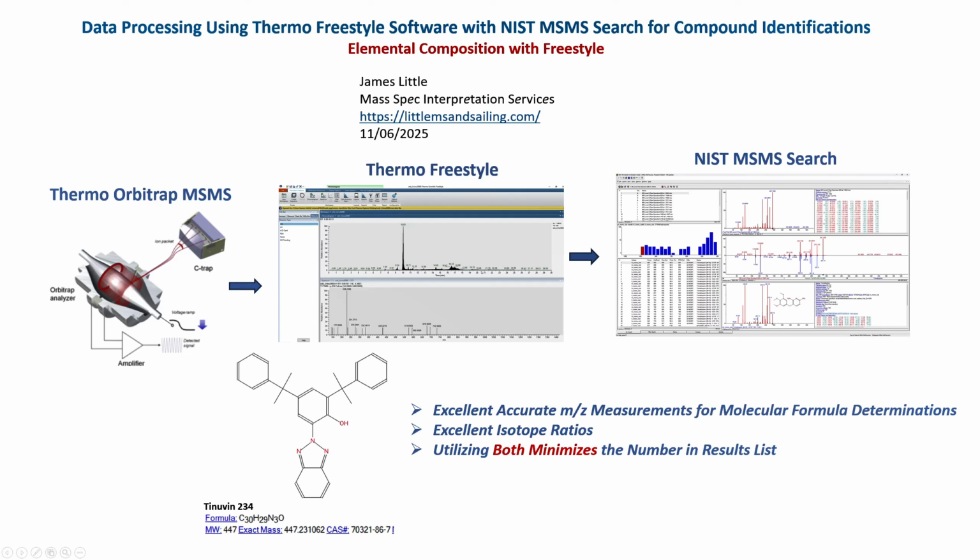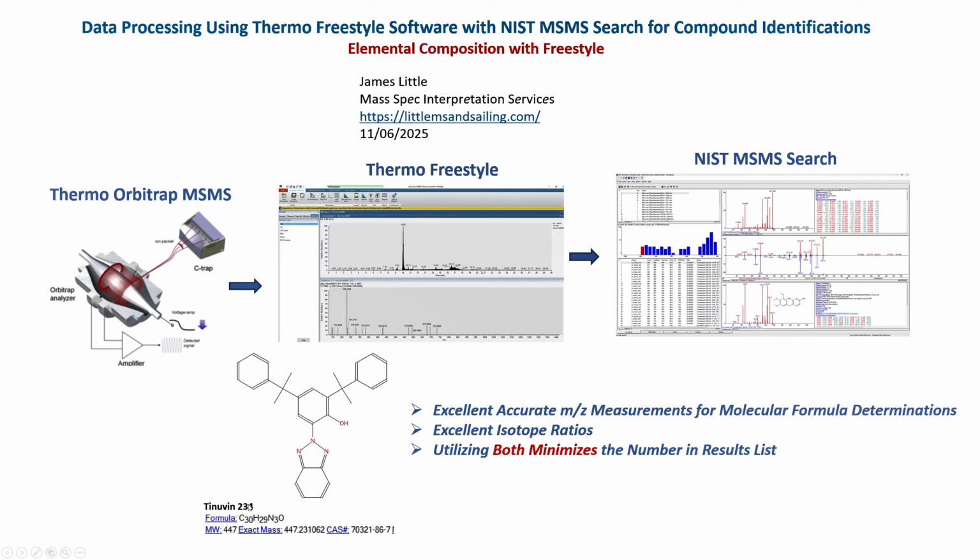I'm doing a course on data processing using the Thermo Freestyle software with the NIST MSMS search for compound identifications. A key part of that is getting elemental composition using the Freestyle software with the very high quality Orbitrap LCMS data. With that, you get excellent, accurate mass to charge measurements that one can use for molecular formula determinations, but also you get excellent isotope ratios. And by using both of these, you can minimize the number of hits in the final results list. So that's a very, very powerful approach to doing these molecular formula determinations.